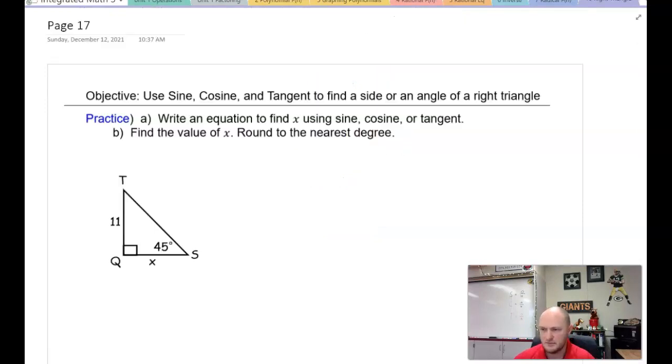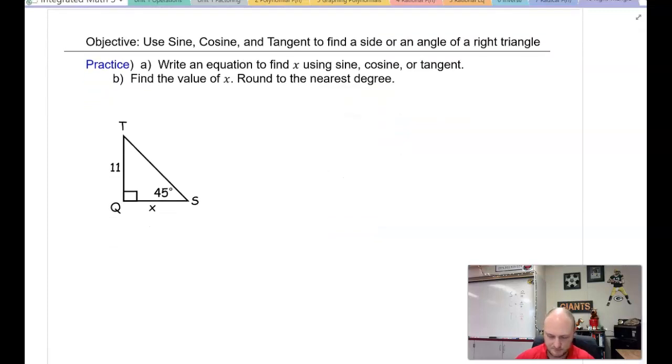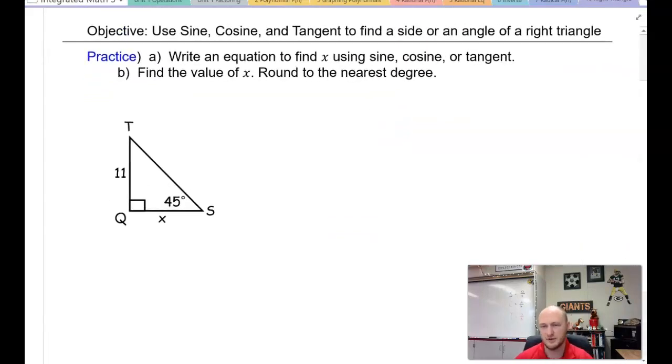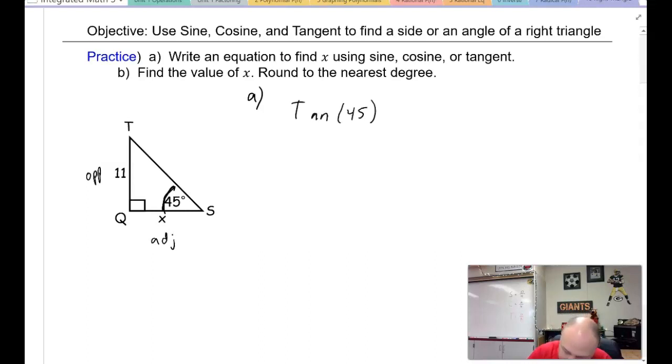All right, next example. Please pause the video. Try this one. Okay, here is part A. Part A, I need to go ahead and write an equation. Notice, man, what the heck, Schwarberg? You changed it up on us. I did. I gave you the angle now, and we're given information on the opposite, and I need to find the side that is adjacent. So, okay, what's the trig function? Well, opposite over adjacent is tangent. So tangent of 45 degrees is 11 over x.